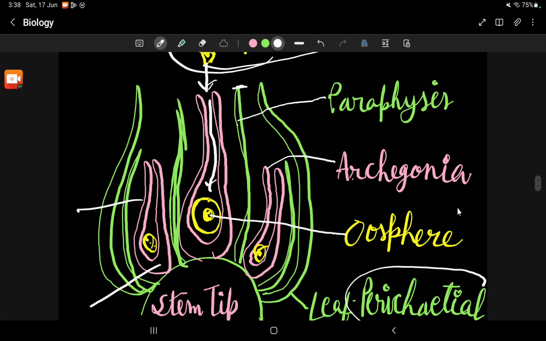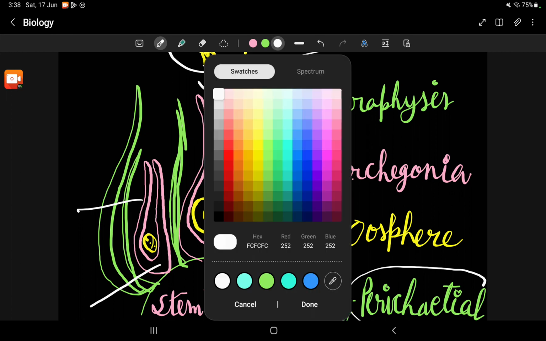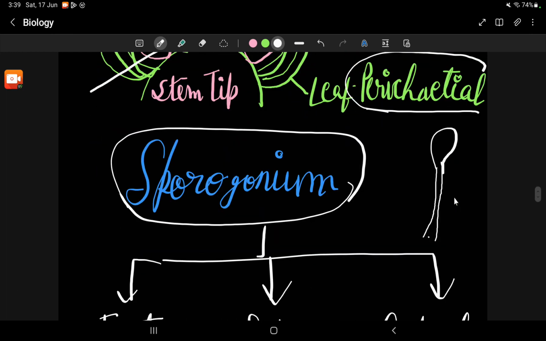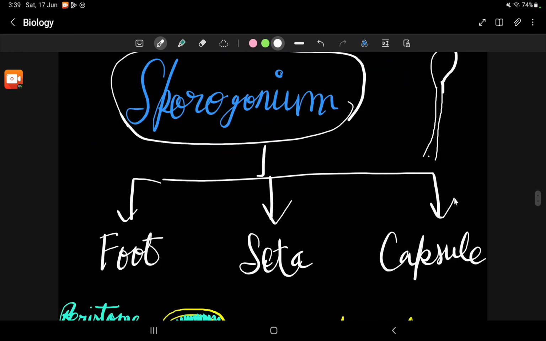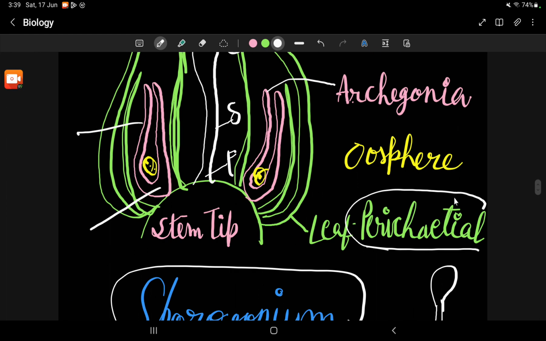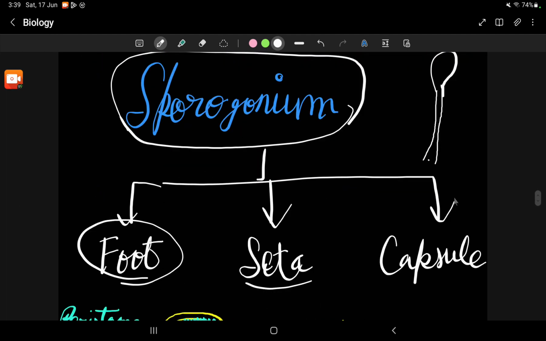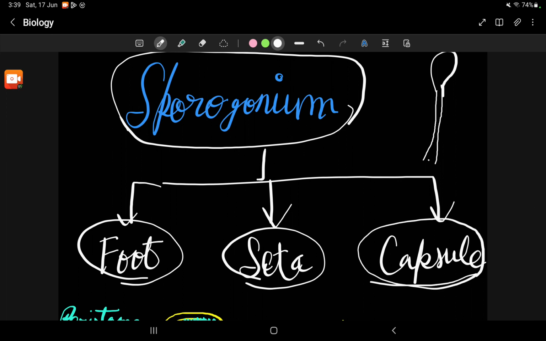the sporophyte. After fertilization, the sporogonium develops into the sporophyte like this. This is foot, this is seta, and this is capsule. Many questions arise from the structure of this capsule. Let's discuss it in detail further. First is the foot, by which it is attached here. This is the foot, the stalk is the seta, and the head is the capsule where spores are formed inside.